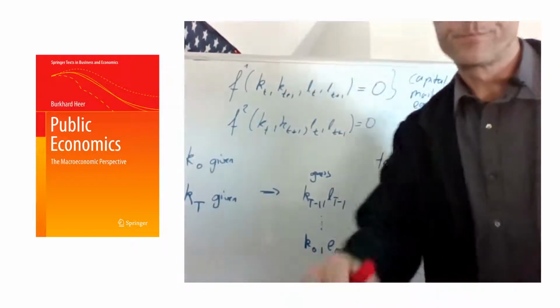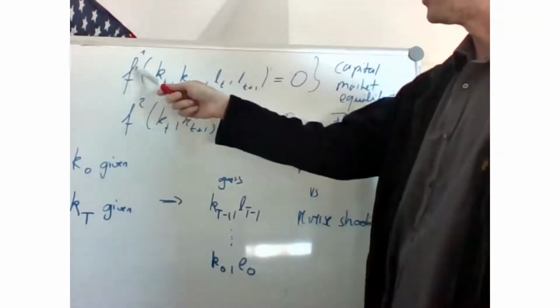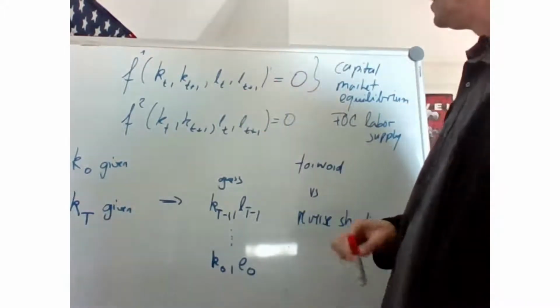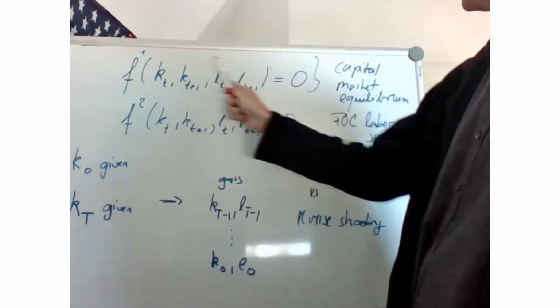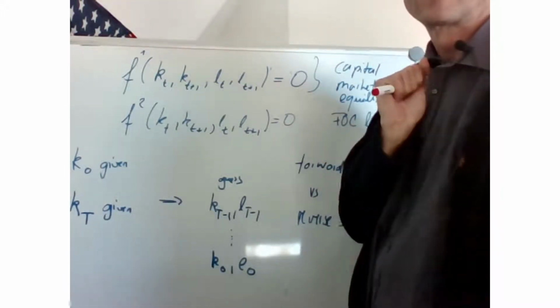So we can summarize these two equations here by a function f1 and f2 equal to 0. So two nonlinear equations in these endogenous variables. Now, how do we solve this?